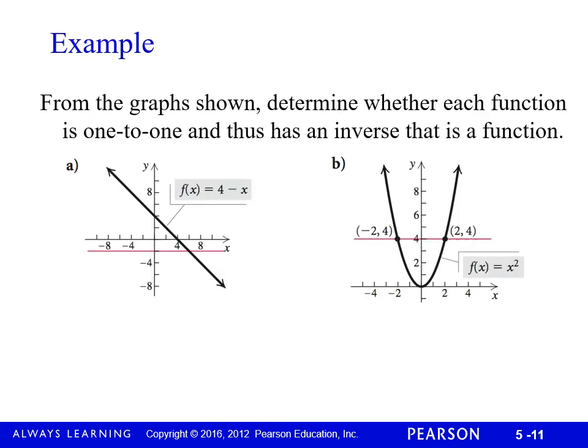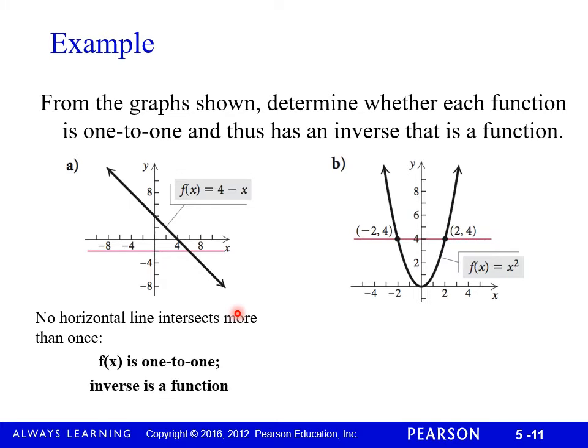Let's look at a couple of these. From the graphs below, determine whether each function is one-to-one and thus has an inverse that is also a function. We can see here that no horizontal line intersects more than once, so this is a one-to-one function, and its inverse would be a function. The horizontal line only touches at one point, so f of x is one-to-one, and its inverse is a function.